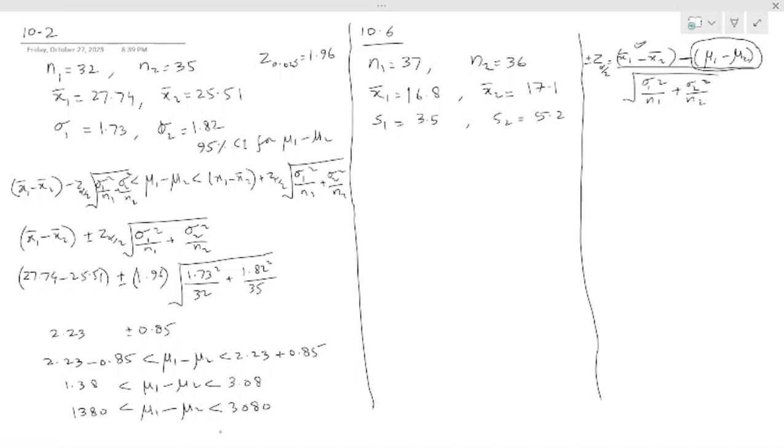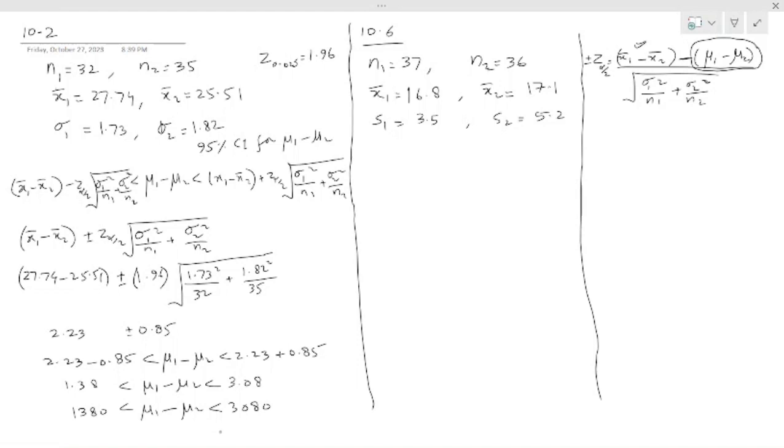Now we can interpret this answer as we can be 95% confident that the difference between the mean annual starting salaries of accounting graduates and liberal arts graduates is exceeding $1,380 and less than $3,080. So this is how we can interpret the answer.